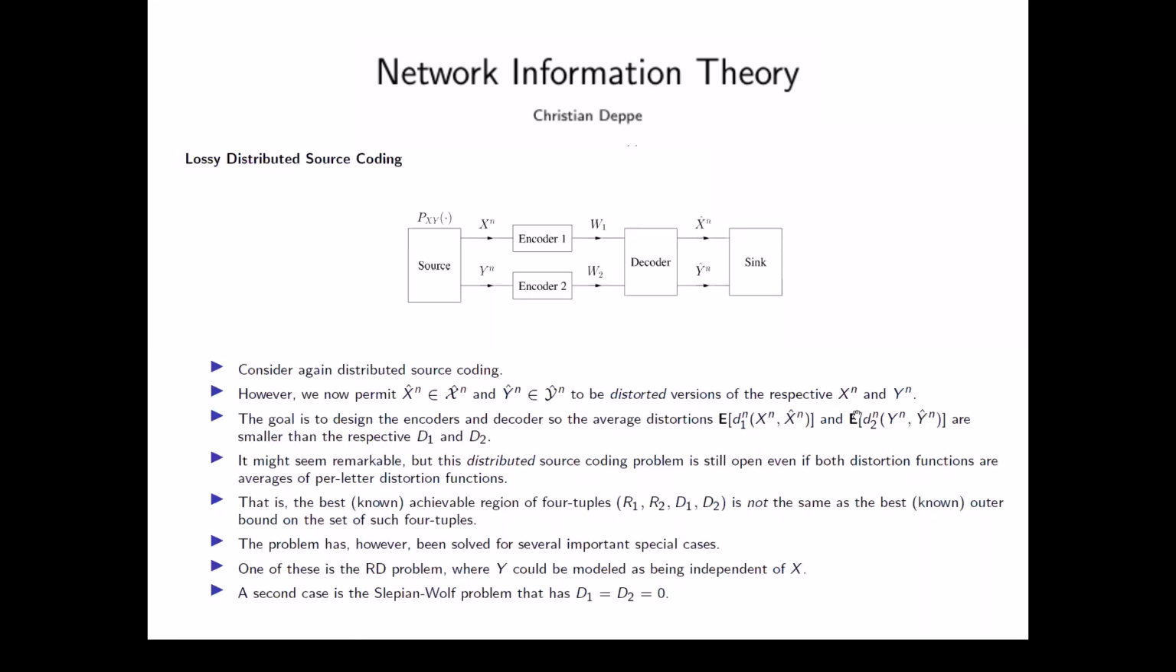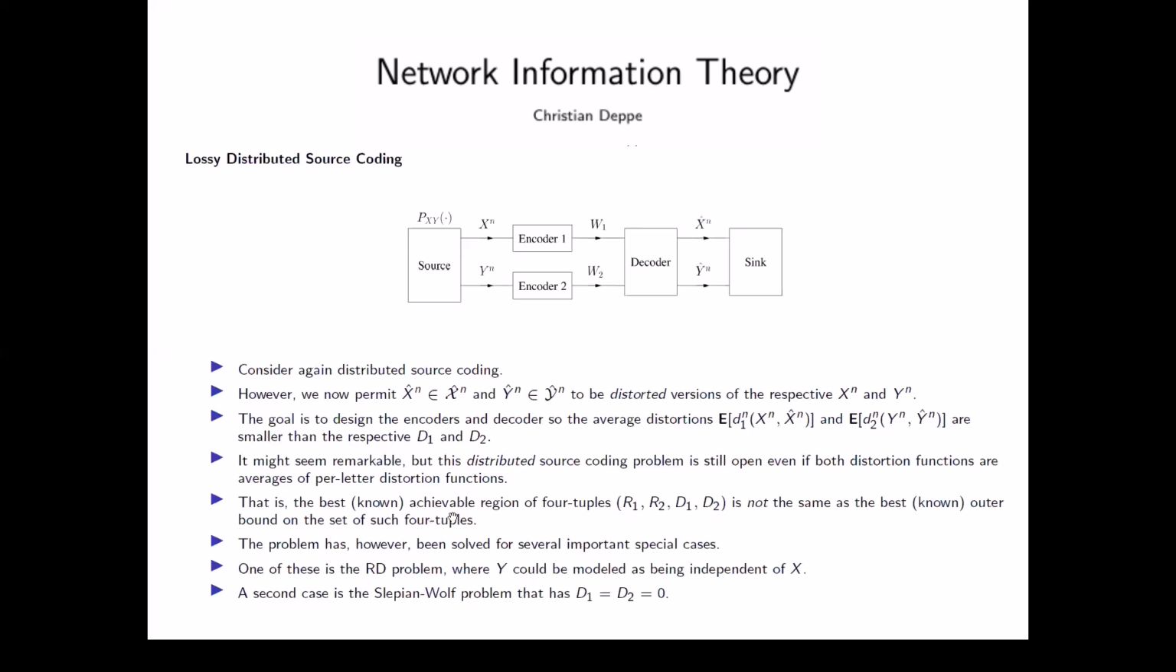And as in the single sequence case, we also want the average distortion of x^n and x hat^n to be smaller than D1, and the expected distortion of y^n and y hat^n to be smaller than D2. But this problem is still open. So Berger and Tang were perhaps the first who made some good inner and good outer bounds for this problem, but these two bounds did not match.